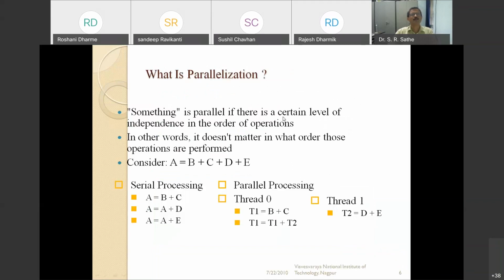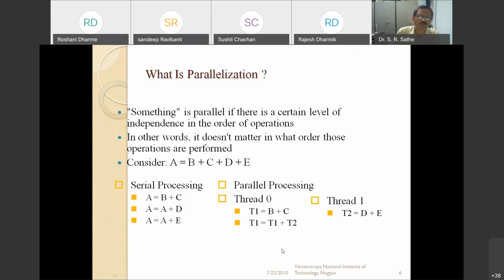Something is parallel if there is a certain level of independence in the order of operations. In other words, it doesn't matter in what order those operations are performed. For example: A = B + C + D + C. How will sequential processing go? A = B + C, so A is a variable now holding the value of B plus C. To it add D, to it add C. On the left hand side serial processing is indicated: A = B + C, A = A + D, and A = A + C. So A will hold B + C + D + C.